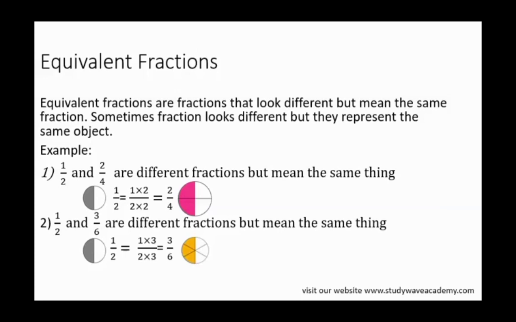Like example 1, 1/2 and 2/4. As you can see, the numbers are different, right? Yes, they are different. And I'm going to explain how they are different and how the objects still look the same, right? Okay, 1/2. One part of the object is shaded, right? The circle, one part is shaded, right? So it's called 1/2 because the shaded part represents 1 and the full circle is represented by 2.